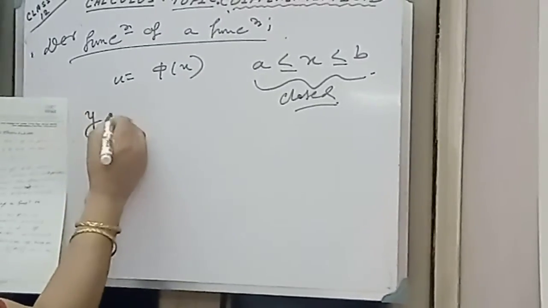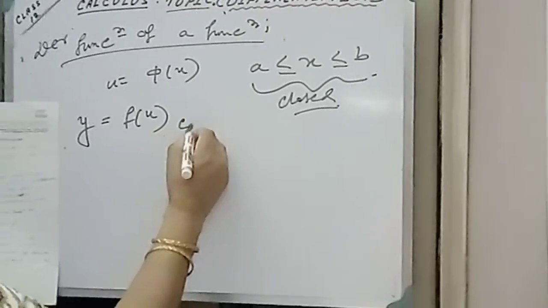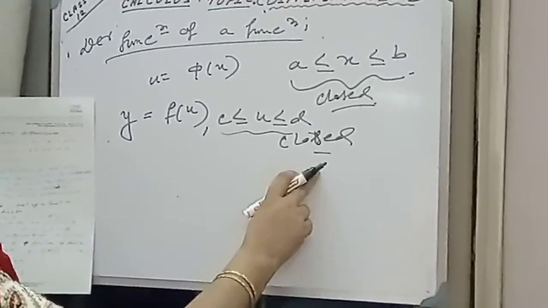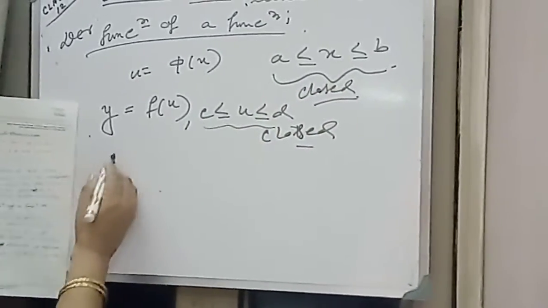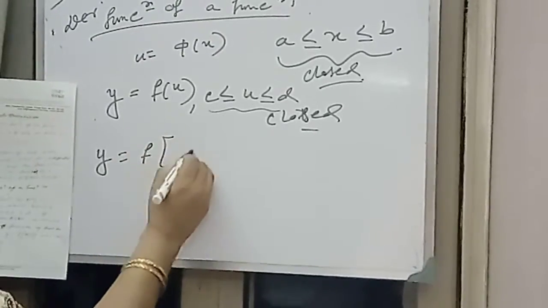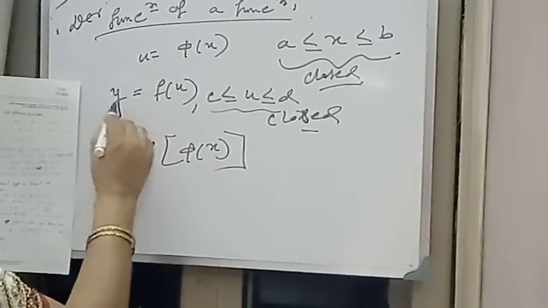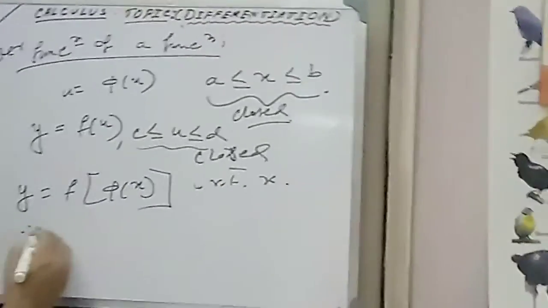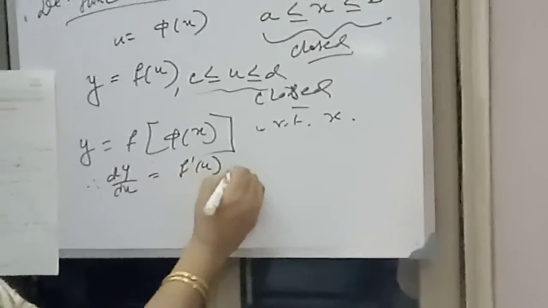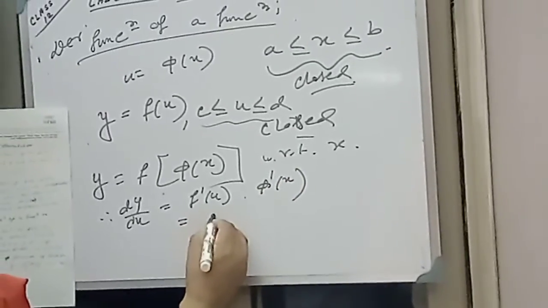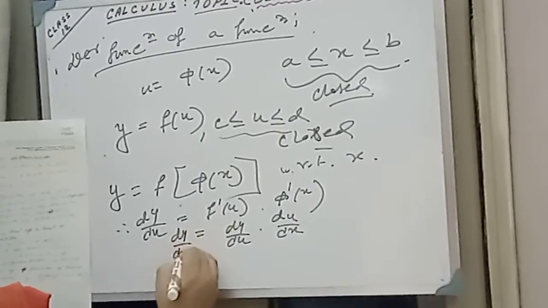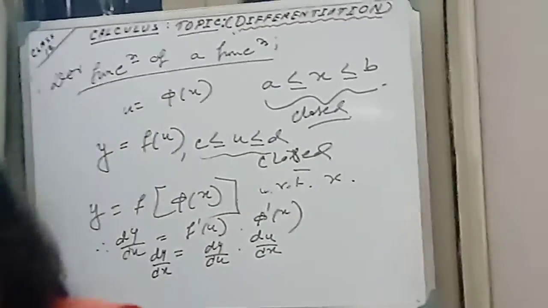And another function y is equal to f(u), where c less than or equal to u less than or equal to d. This is also closed, as it is given less than or equal to, so this is known as a closed interval. So y is differentiable in this and u is equal to phi(x) is differentiable in this interval. Then we can express the function as y is equal to f(phi(x)), because u equals phi(x) and y equals f(u). Therefore dy/dx is equal to f dash(u) into phi dash(x). The f dash(u) means dy/du, and phi dash(x) means du/dx. So dy/dx is dy/du into du/dx.